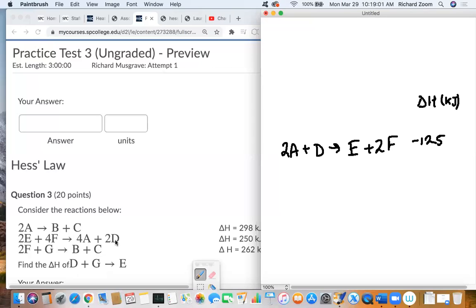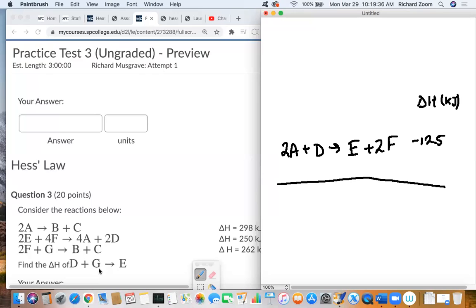That's the first thing. I also see that D here has a 1 in front of it, where it's got a 2 up here. So I know I'm going to have to divide it by 2 as well. So I flip the reaction and divide it by 2. What that means is that I change the sign here to negative 250, and then I divide that by 2, and that's how I get to negative 125. Is that okay? Yes, thank you.